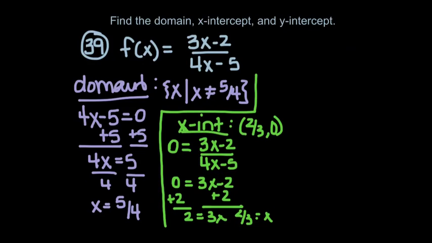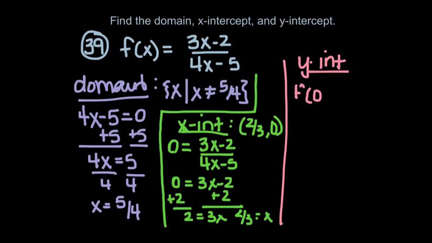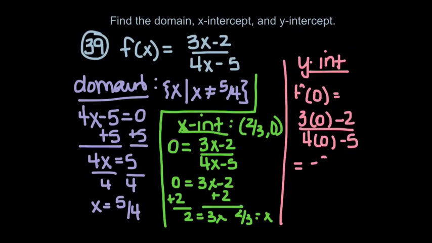And finally, to find my y-intercept, the y-intercept is the point where the x values are 0. So this involves calculating f of 0, which is 3 times 0 minus 2 over 4 times 0 minus 5, which is negative 2 over negative 5, which is positive 2/5. So my y-intercept is 0, 2/5.